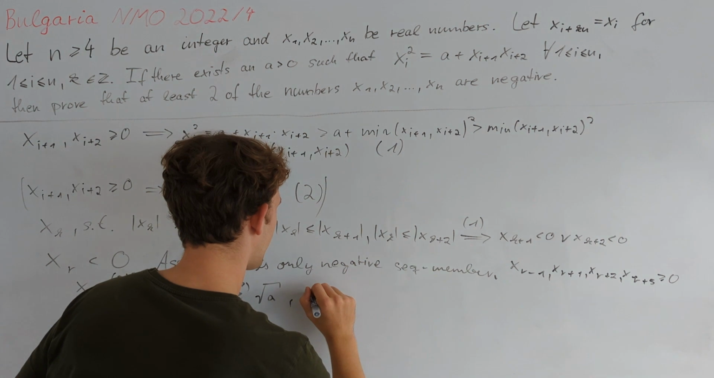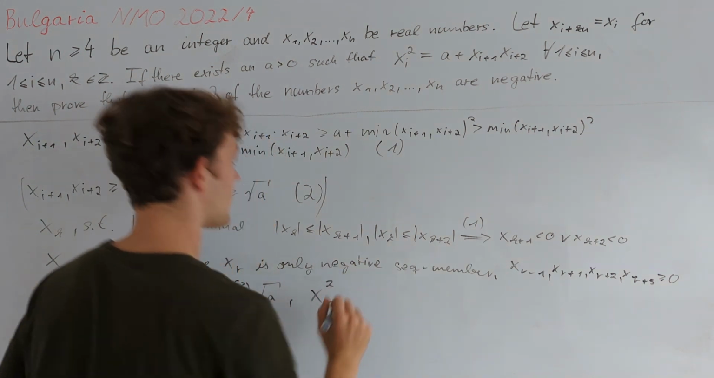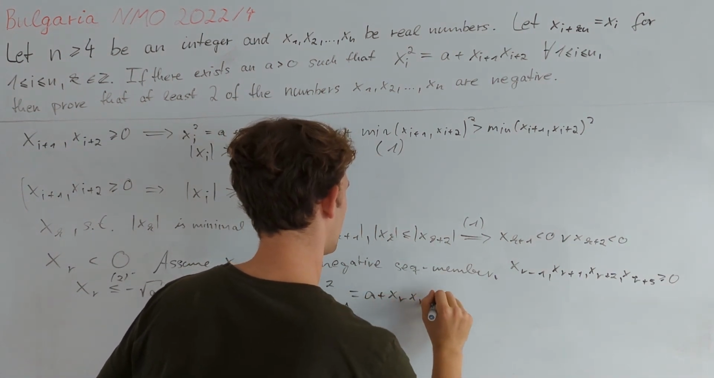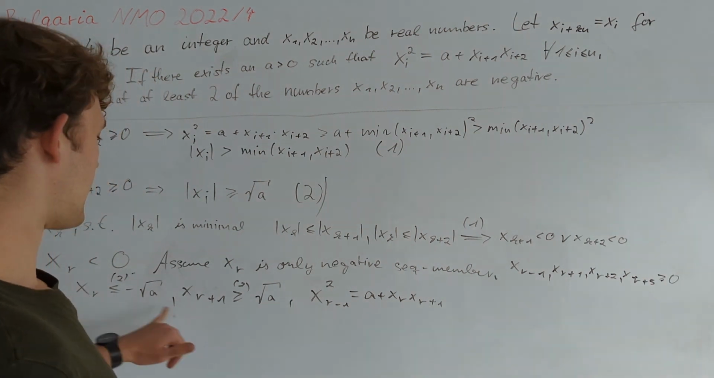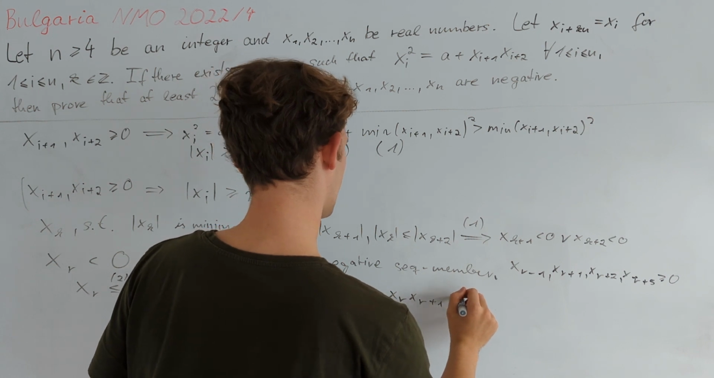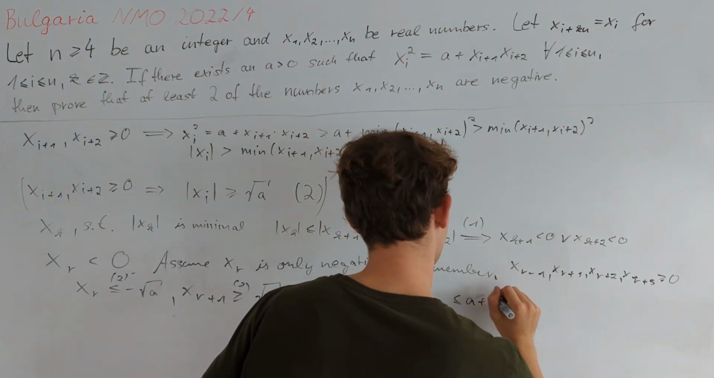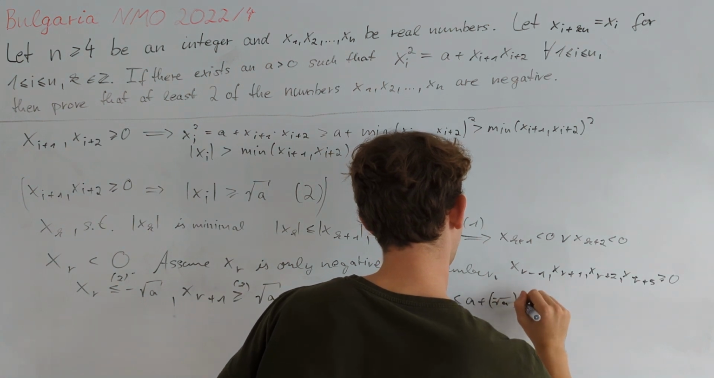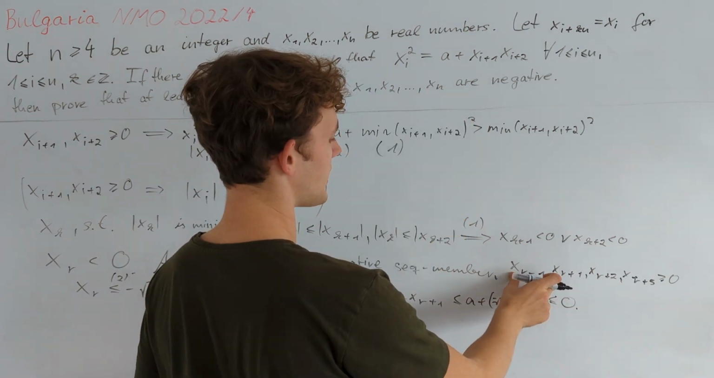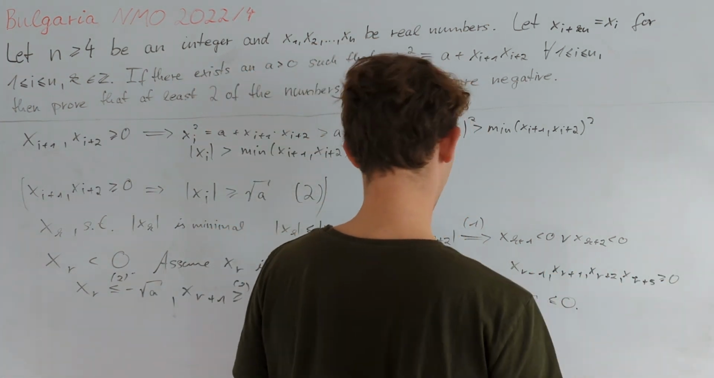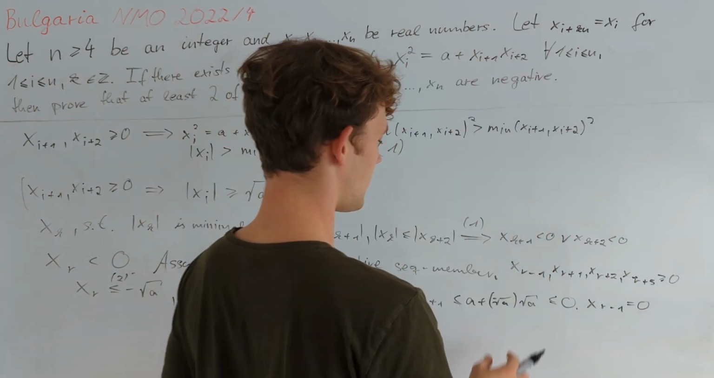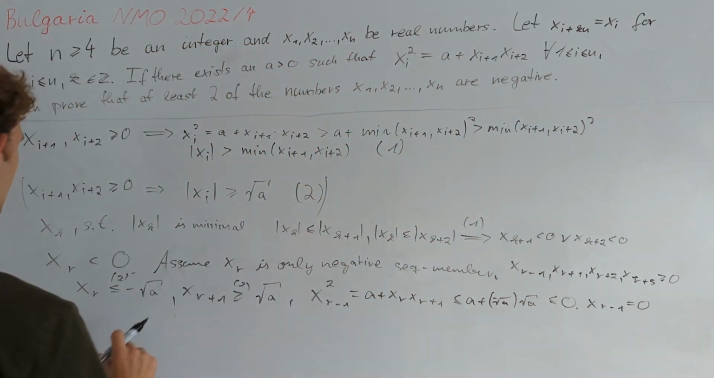We can now say that xr minus 1 squared is equal to a plus xr times xr plus 1. But since this is negative and this is positive, we get that all of this must be less than or equal to a plus negative square root a times square root a, which is less than or equal to 0. And we already noted that xr minus 1 is greater than or equal to 0, and therefore this implies xr minus 1 is exactly equal to 0. Therefore we will have equality in both of those inequalities.